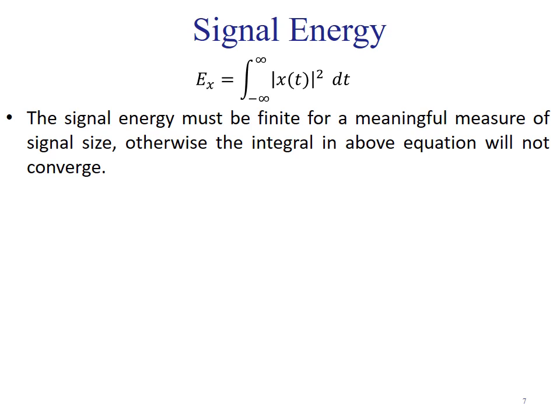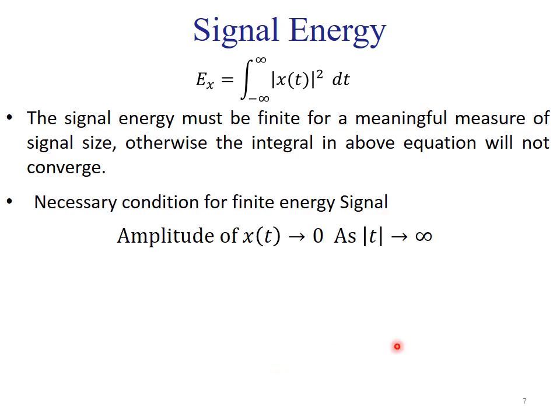Now signal energy must be finite if you want to meaningfully measure the size of the signal. If it is infinite, it won't give you any indication or idea about the strength of the signal. Sometimes it can be infinite, and what is the condition when the signal energy would be infinite? Obviously, the condition where the amplitude of x of t is not converging to 0 when time reaches infinity.